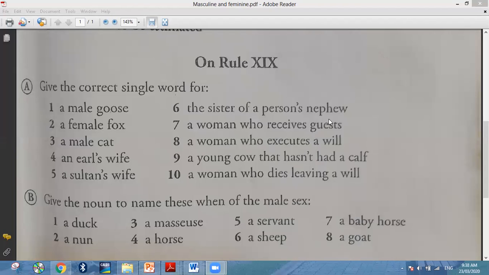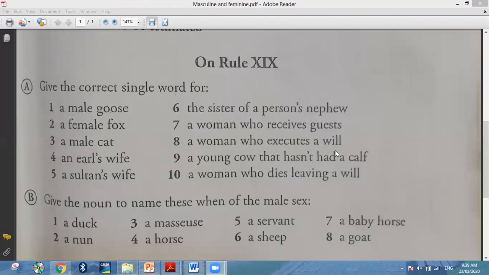Another one. An earl's wife. Adham? Countess. An earl's wife, yes, countess. That's right. Very easy. Number 5, Meryl? A sultan's wife, sultana. That's right. The sister of a person's nephew? Niece. Yes, that's right.